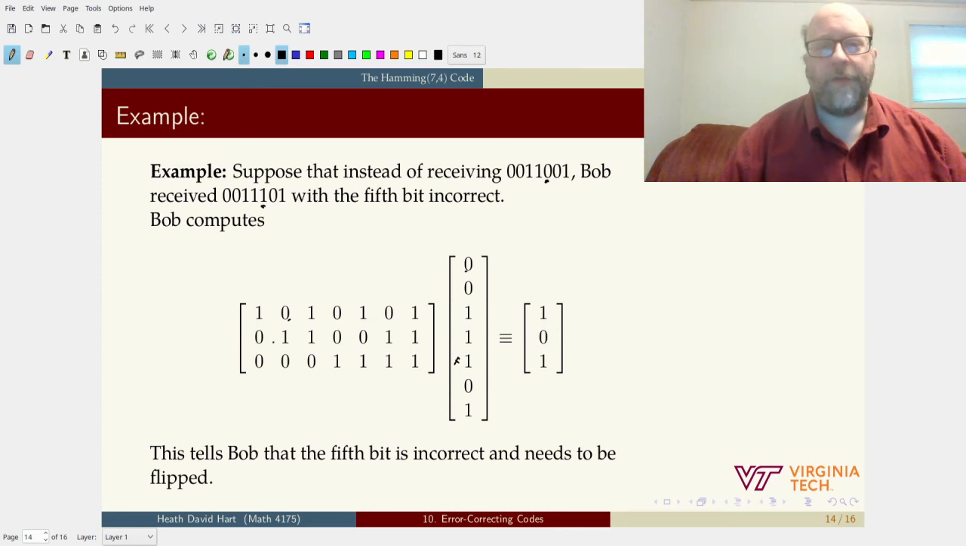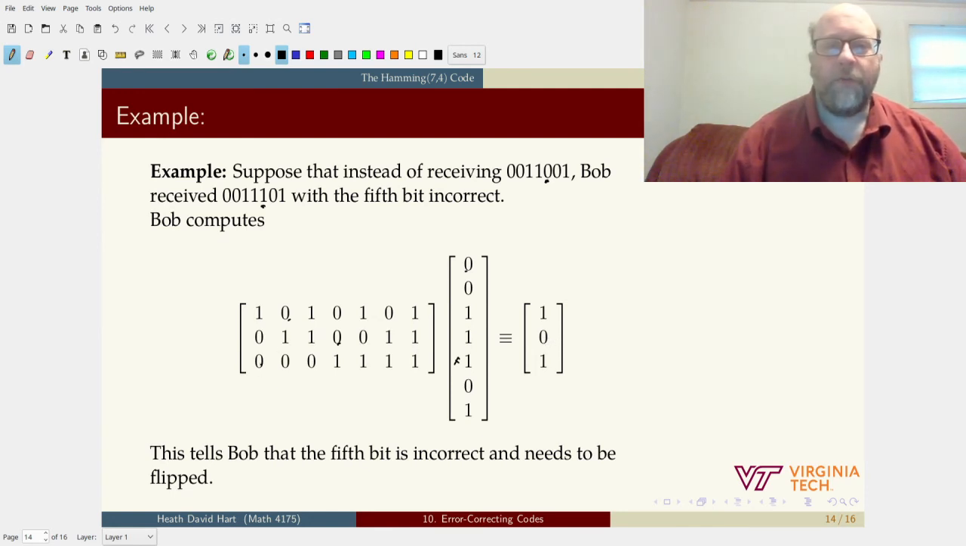So on and so forth. 0, 1, 1, 0, 0, 1, 1. So 0 times 0, 1 times 0, 1 times 1 is 1. 0 times 1, 0 times 1, 1 times 0, and then 1 times 1 a second time is 0. So we'll get a 0 there.